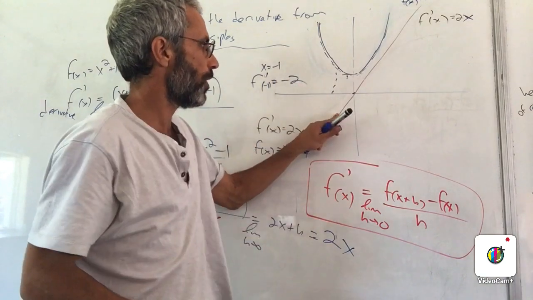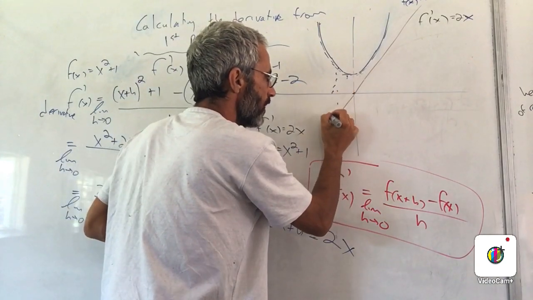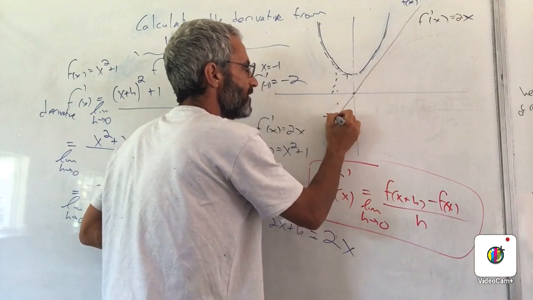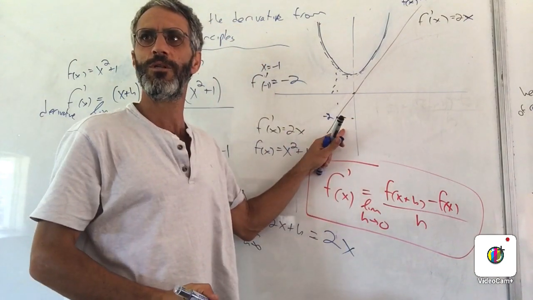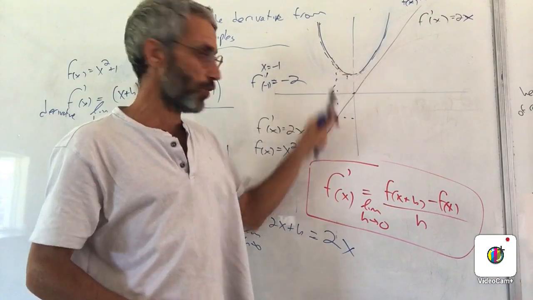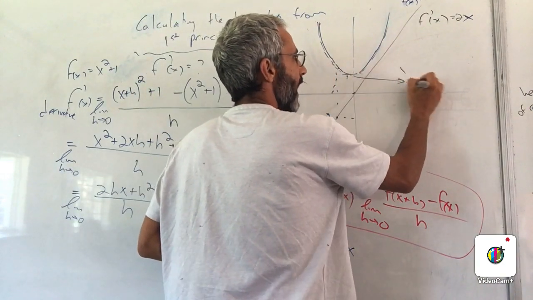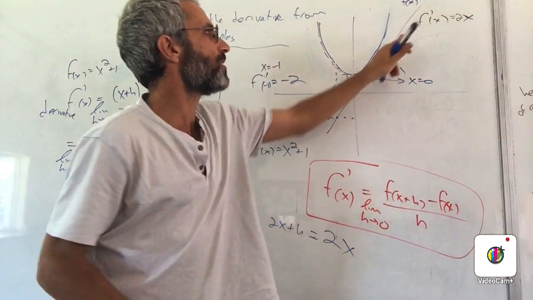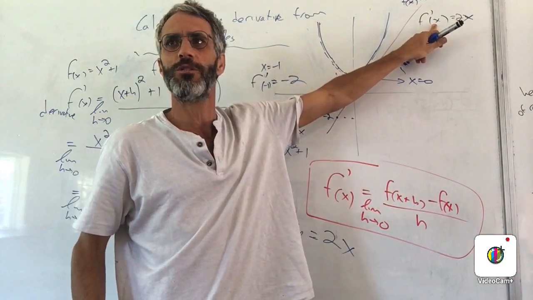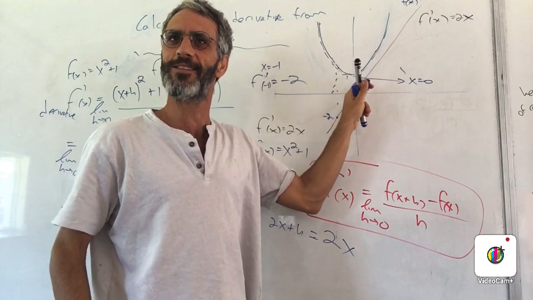Negative 2. Okay, so this tells you that the derivative here is minus 2. The derivative of this, not of this. The derivative of this is minus 2. If I check this point, x equals 0, what is the derivative according to this function? 0, which it should be, because we said it's 0.